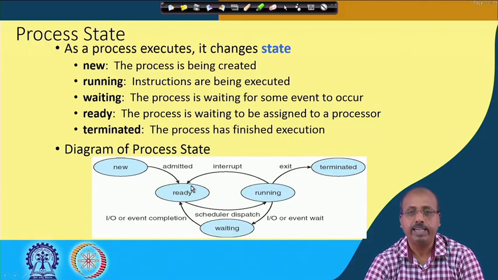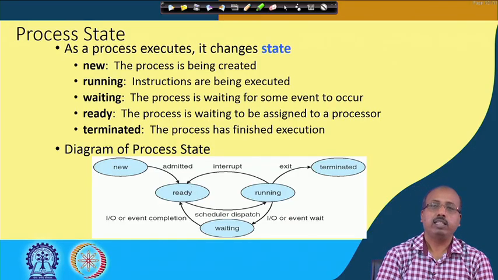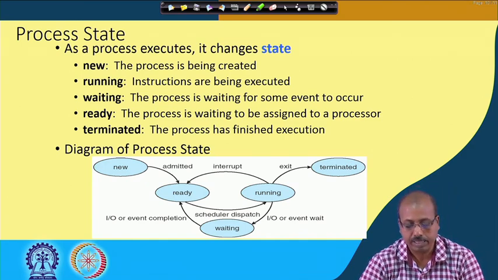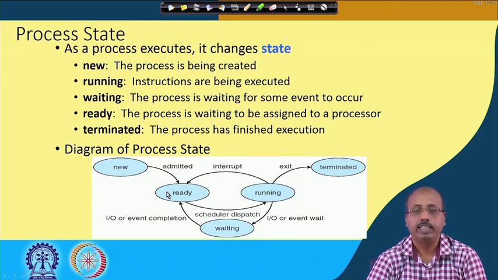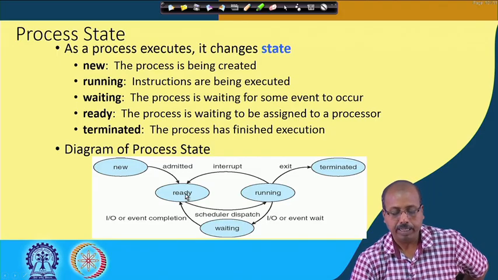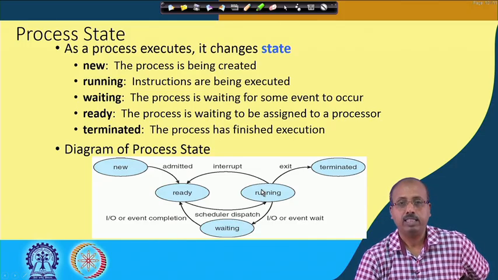Now, as soon as it is ready, it is not required that the process will start executing, because the processor or CPU that we have may be busy doing something else. So, this process has to wait for getting the CPU. After some time the scheduler decides that this process should be executed. When that happens, the process makes a transition from the ready state to the running state. In the running state, the process has got the CPU and it is executing.